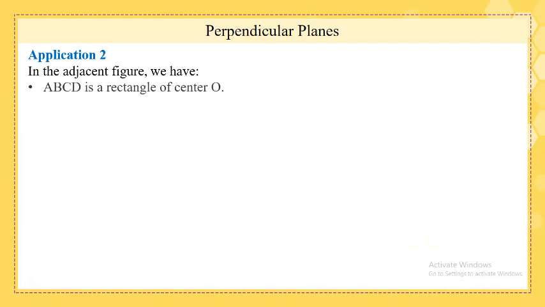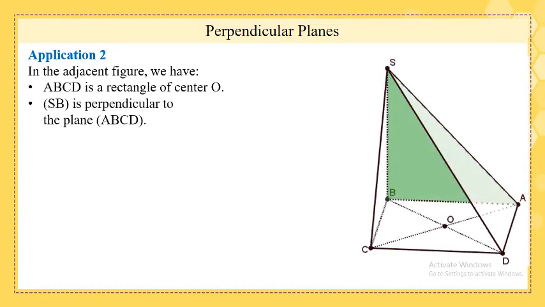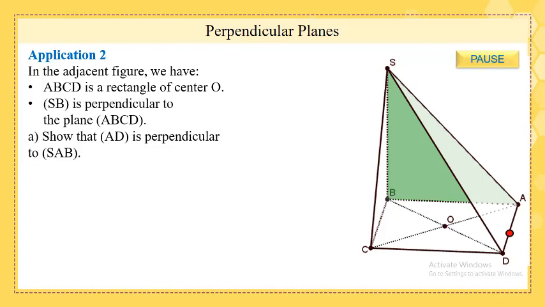Application 2. In the adjacent figure, we have ABCD is a rectangle of center O. SB is perpendicular to the plane ABCD. Show that line AD is perpendicular to plane SAB. Please pause the video and give yourself some time to think.